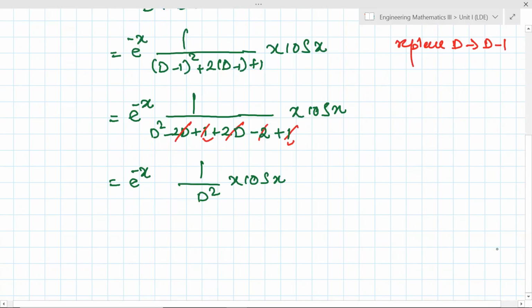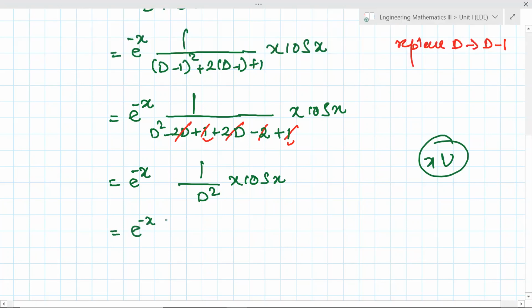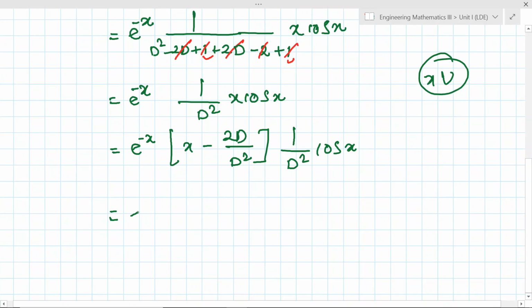Now one more time use the sixth case, x into v, where v is cos x. Therefore, e raised to minus x in bracket x minus derivative of phi of d, which is 2d, divided by d square, into 1 upon d square into cos x. Fifth case we have used. Now it becomes e raised to minus x, x minus 2d upon d square, into, now second case, replace d square by minus a square, a is 1. So this is 1 upon minus 1 into cos x.